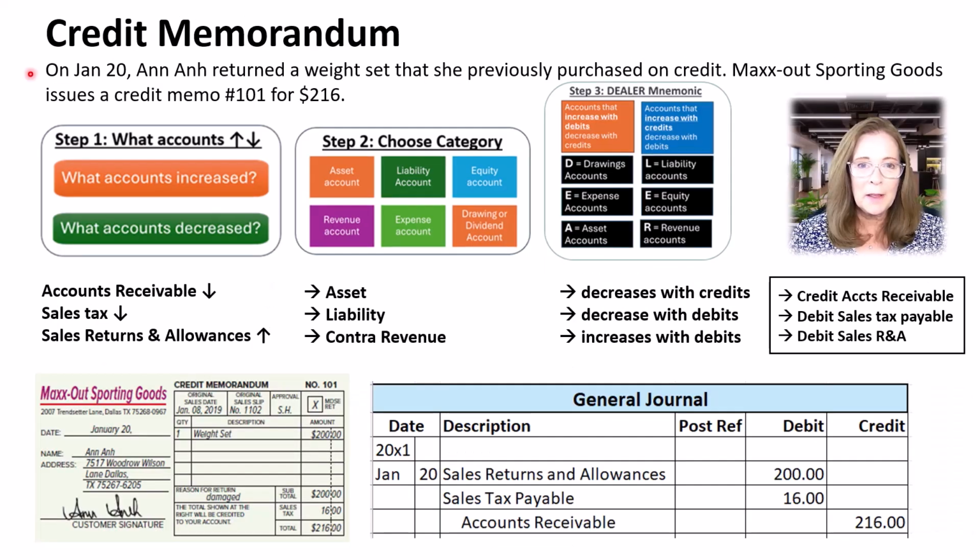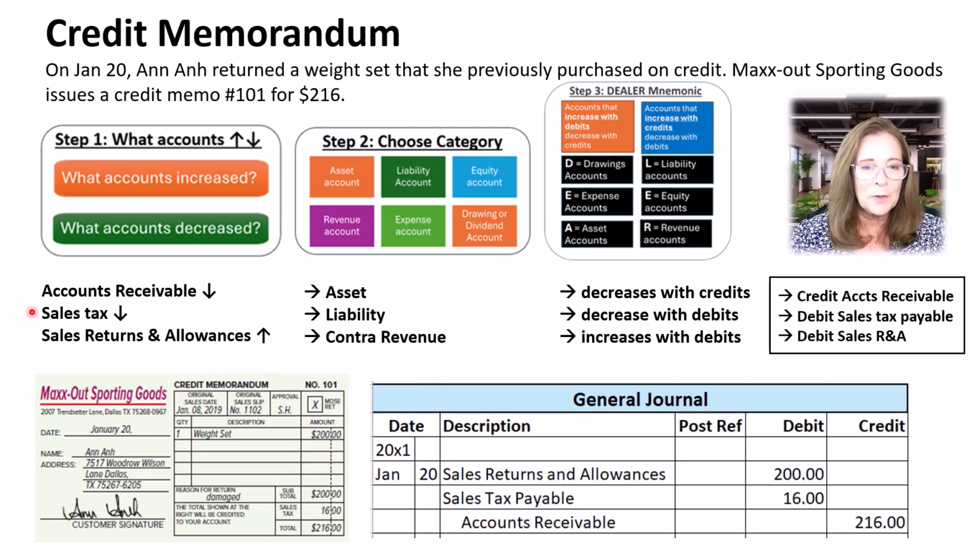On January 20th, Anon returned a weight set that she previously purchased on credit. Max Out Sporting Goods issues a credit memo 101 for $216. So let's analyze this transaction by determining what accounts increased or decreased, the account type of these accounts, and then the debit and credit. In this transaction, accounts receivable decreased because the company issued a credit memo, but did not give money back to the customer, but instead reduced the amount Anon owes Max Out. Accounts receivable are assets, and assets decrease with credits.